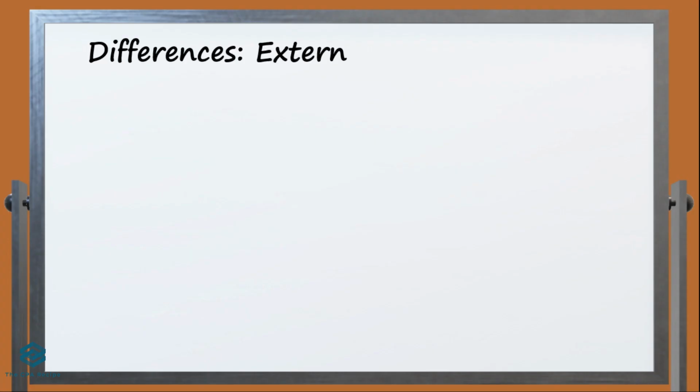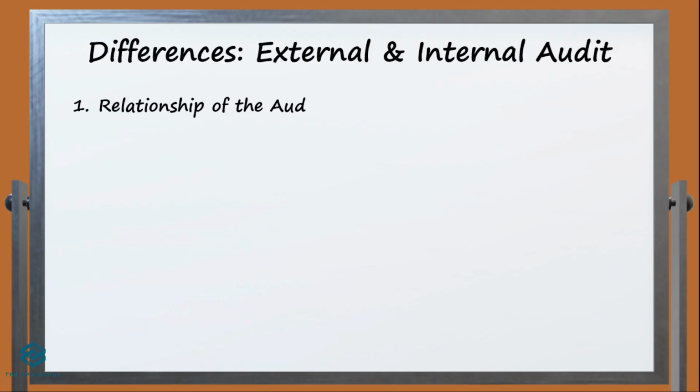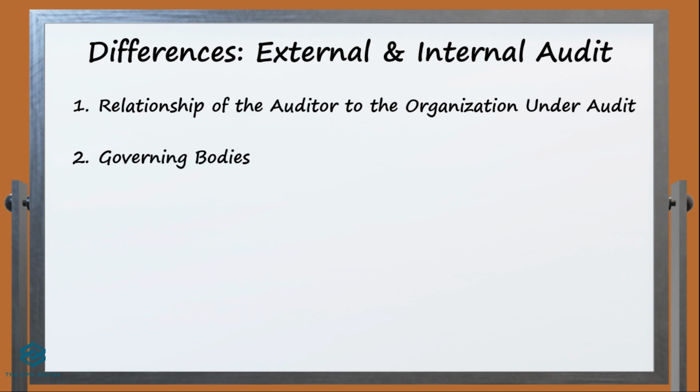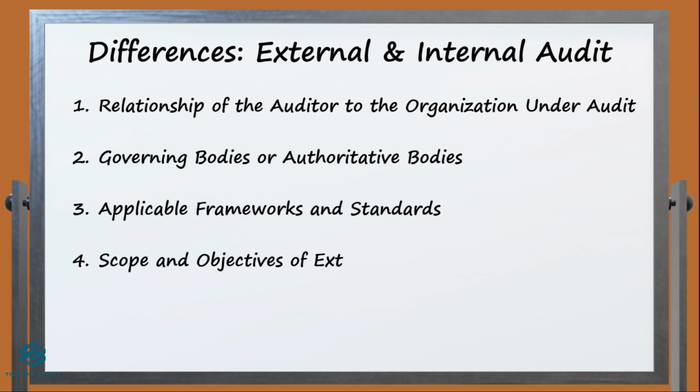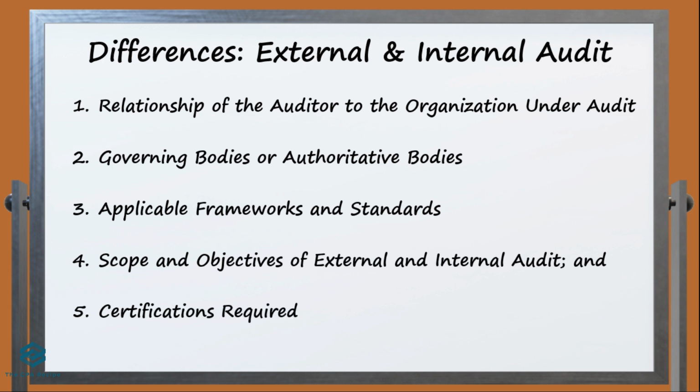In this video bro, we're going to talk about 5 differences, namely, the position or relationship of an external or internal auditor to the organization under audit. And next, the governing bodies or authoritative bodies na applicable sa external at internal audit. And next, the applicable frameworks and standards. Next, the scope and objectives of external and internal audit. And lastly bro, the certifications required to be able to perform external or internal audit.